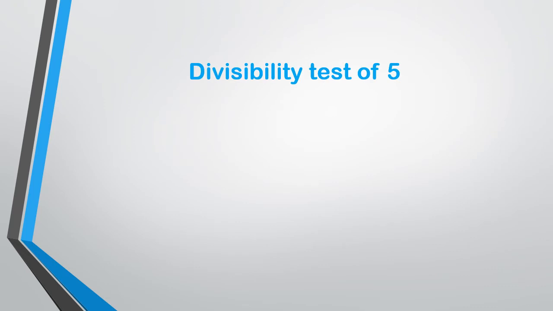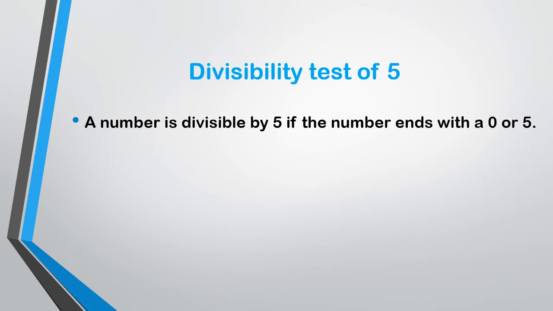Now divisibility test of 5. A number is divisible by 5 if the number ends with a 0 or 5. So here if the last number is 0 or 5, then that number is divisible by 5.